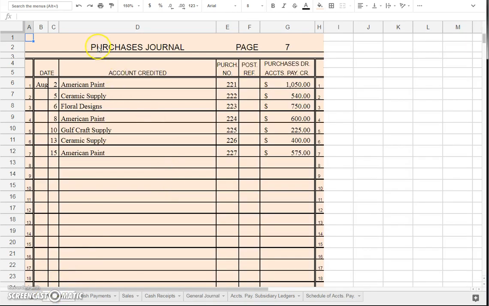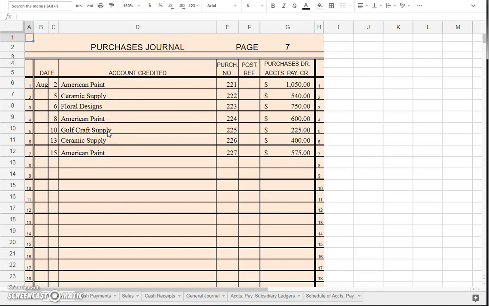On the purchases journal, over here on the left, we list the company that is the accounts payable. That is the company that we are purchasing something from and that we are promising to pay back later. I see one company called American Paint. Here is Ceramic Supply, Floral Designs. There's American Paint again, Golf Craft Supply, Ceramic Supply, that's the one from up here, and American Paint one more time. So if I'm counting right, I have 4 different companies that have accounts payable accounts.